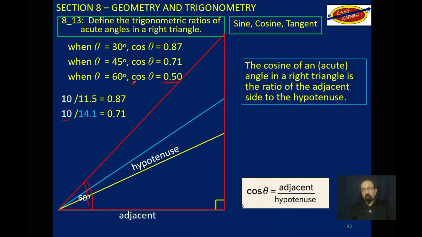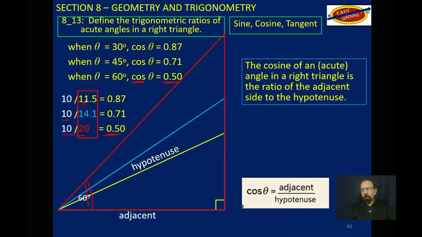Now remember, this is cosine, not sine. When we were dealing with opposite and hypotenuse, we are now dealing with adjacent and hypotenuse. So if this adjacent remains 10 and the hypotenuse is now much larger than those two, it is 20, you divide 10 by 20, you get 0.5. So this is what you mean by the cosine of an angle.